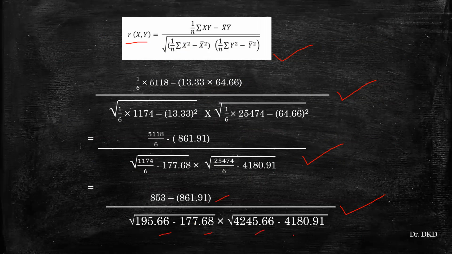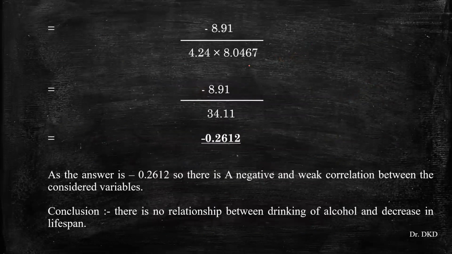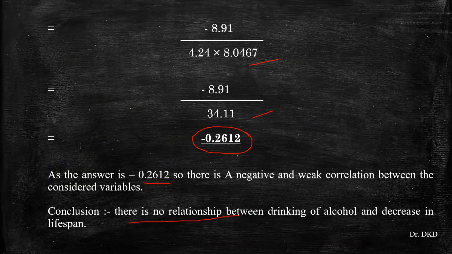If we go stepwise with the help of the calculator, we can find the value like this, and then again we calculate like this, and this, and the final value will be minus 0.2612. As the answer is minus 0.2612, there is a negative and weak correlation between the considered variables. So our conclusion is that there is no relationship between drinking alcohol and decrease in lifespan.